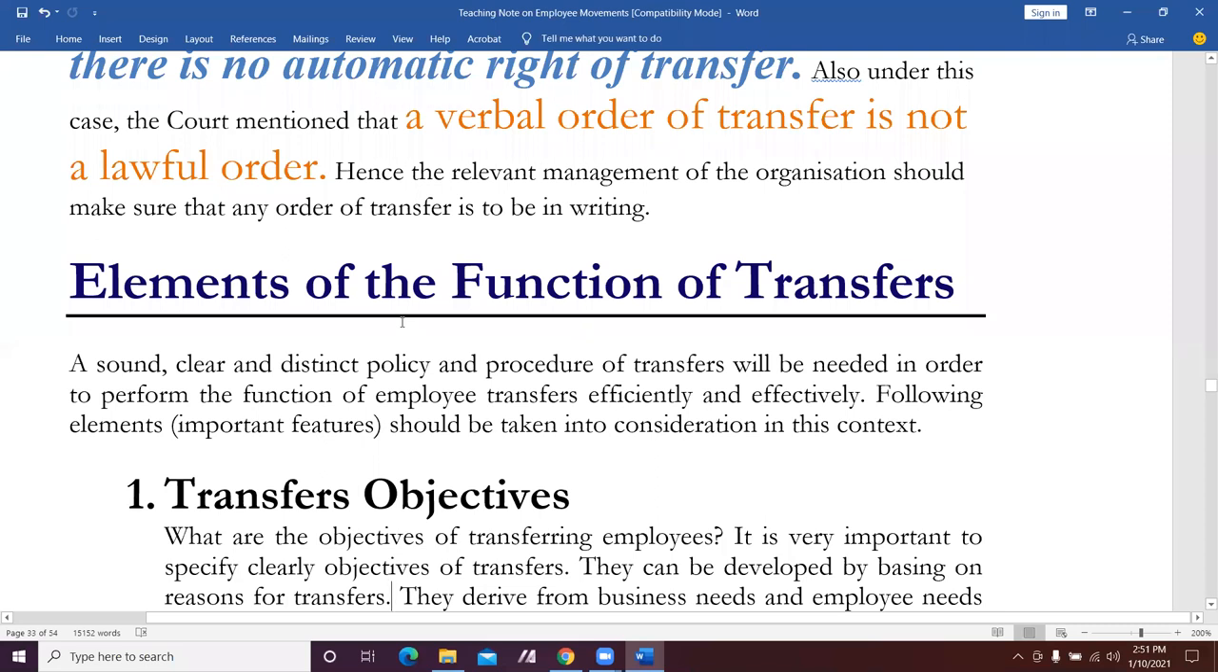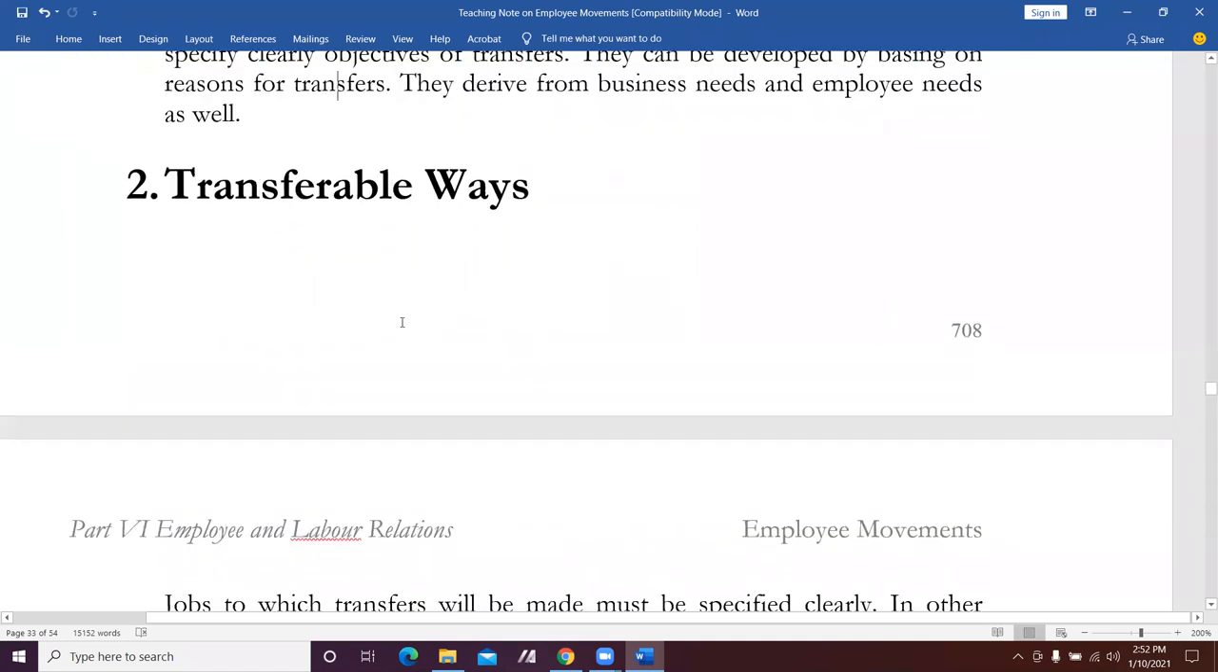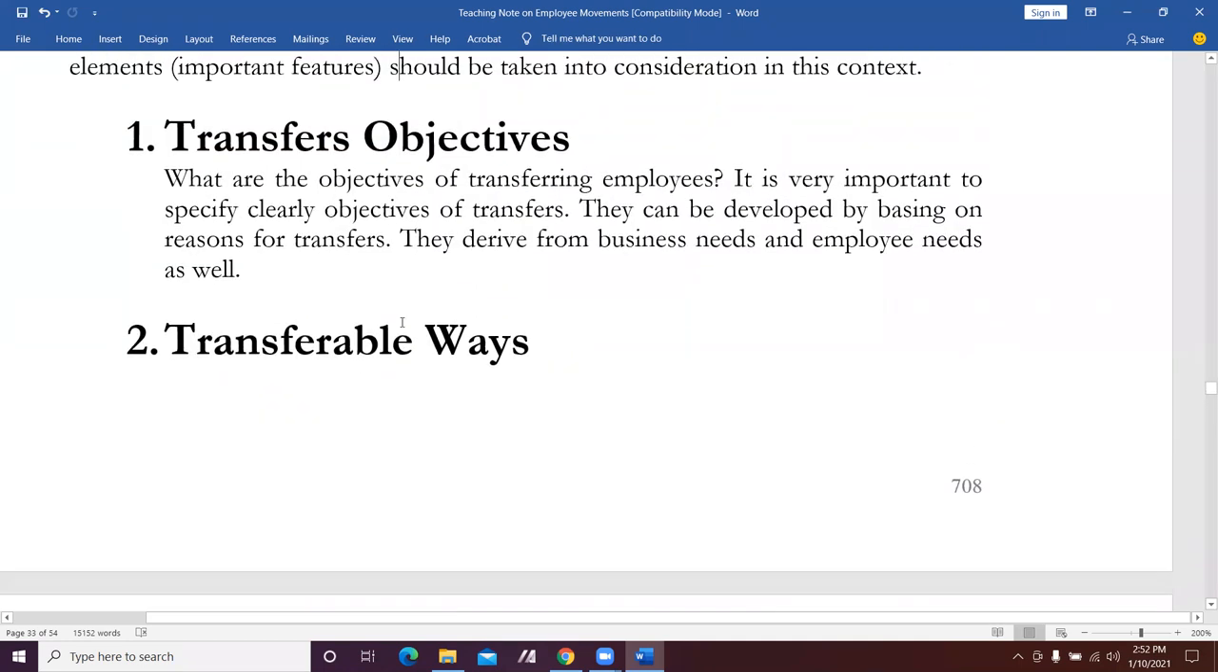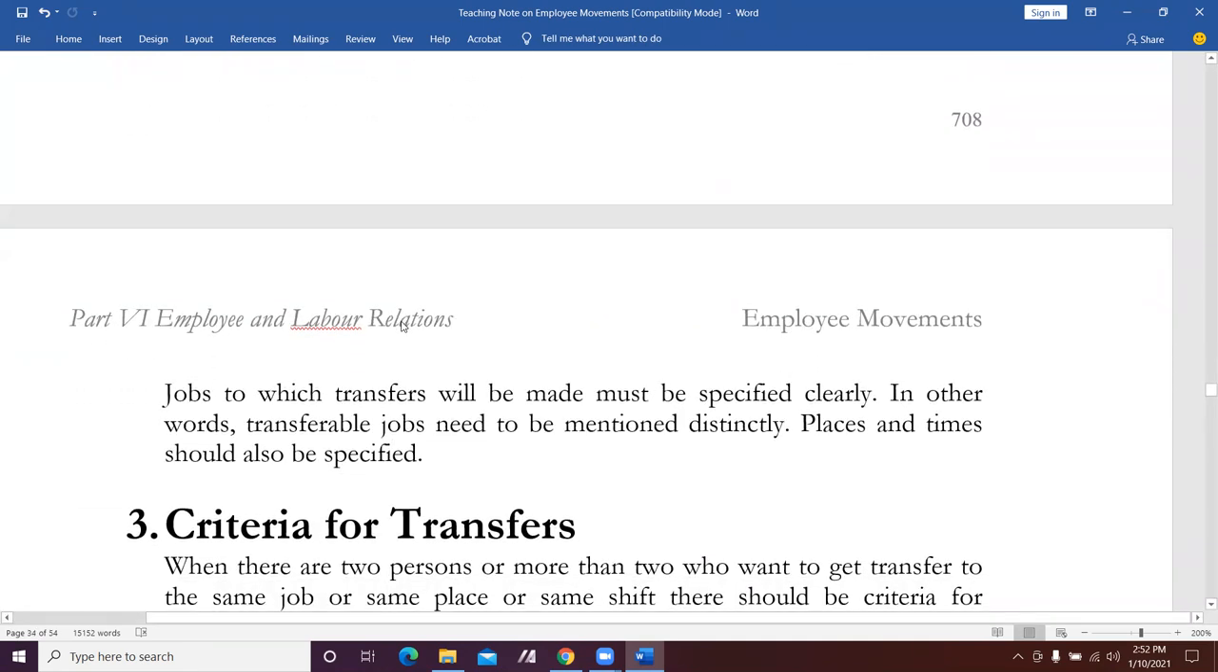Here I'm going to talk about the things that we should include when we develop a scheme for transfers. We have to have a good scheme for transfers. Otherwise, a lot of problems. One is transfer objectives. What are the objectives that we are going to achieve by giving transfers? We must be very clear. And then we have to establish the transferable jobs, the jobs to which we can give transfers. Those jobs we have to specify clearly.